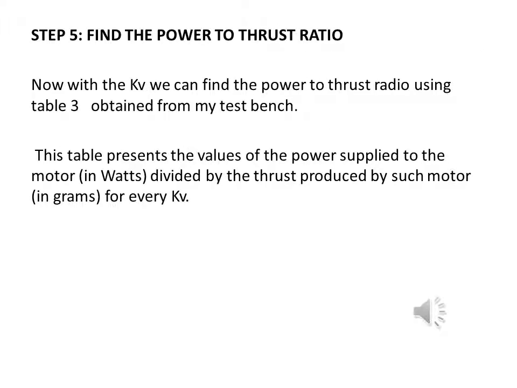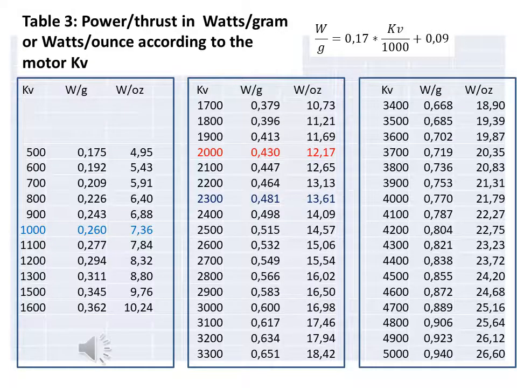Step 5. Find the power to thrust ratio. Now with the kV we can find the power to thrust ratio using Table 3 obtained from my test bench. This table presents the values of the power supplied to the motor, in watts, divided by the thrust produced by such motor, in grams, for every kV. Table 3. Power to thrust ratio expressed in watts per gram or watts per ounce according to the motor kV. We can use the equation presented on the upper right corner. For a kV of 2000 the power to thrust ratio is 0.43, in red. For a kV of 100 this ratio is 0.26, in blue.